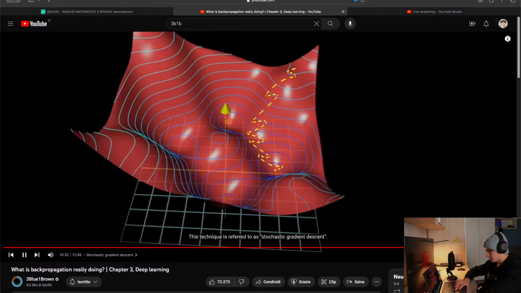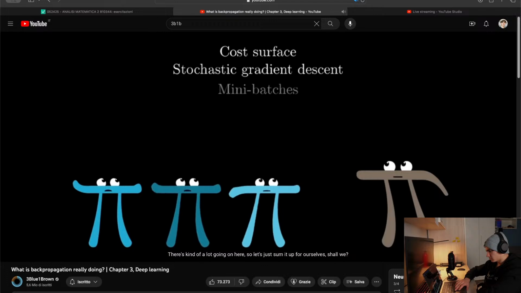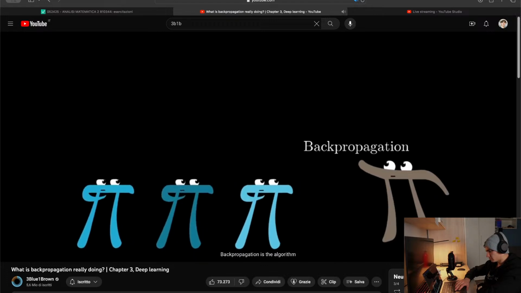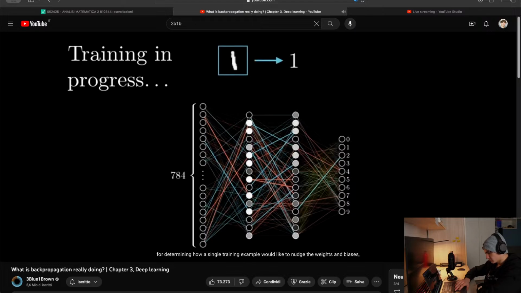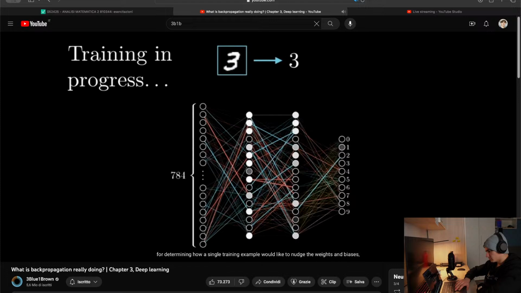This technique is referred to as stochastic gradient descent. There's kind of a lot going on here, so let's just sum it up for ourselves, shall we? Backpropagation is the algorithm for determining how a single training example would like to nudge the weights and biases.